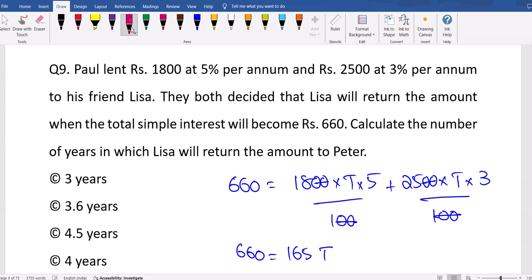660 divided by 165, so we got 4 years. In 4 years, you will get that amount. 660 will be calculated as interest. Here, first one interest, second one interest, two cases available.